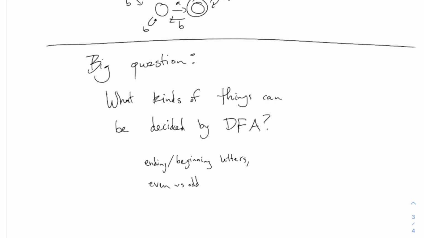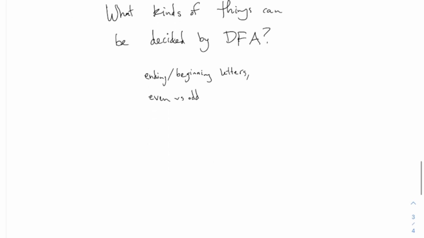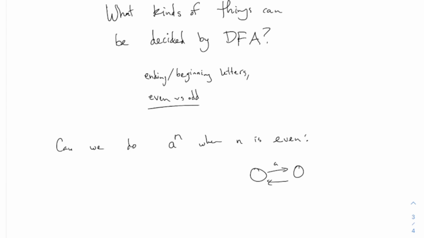What other kinds of things can a DFA compute? Another way of saying this is that a DFA can tell the difference between evens and odds, or it can tell what a string begins with or what a string ends with. What else can we answer? This is sort of a big general question. What other kinds of things can be decided by DFAs? I said even versus odd. How about, can we accept a to the n when n is even? We already did an example like that. That was just this, with an accepting state here. If the alphabet is only a's, then telling whether you have an even number of a's or not is like this, with the two states, and you go back and forth.